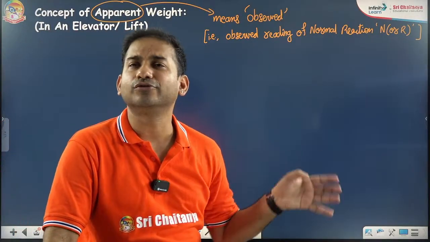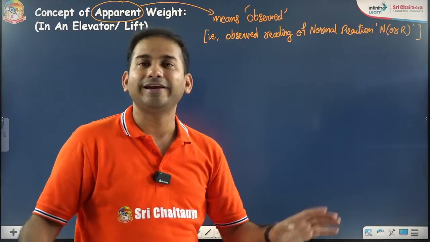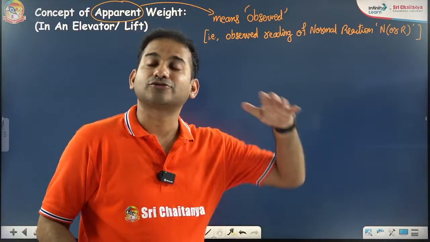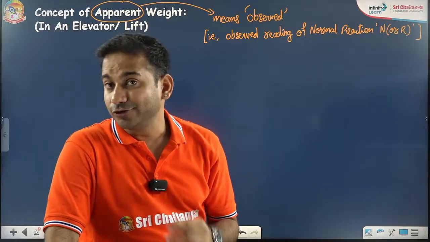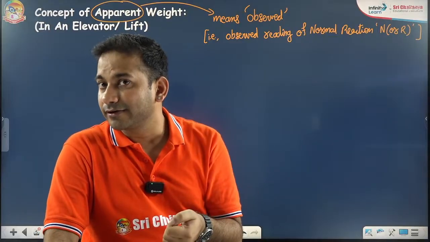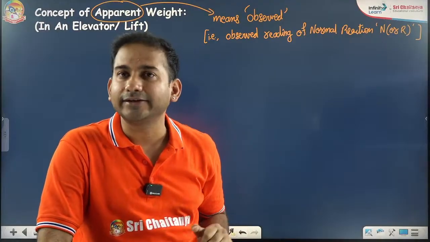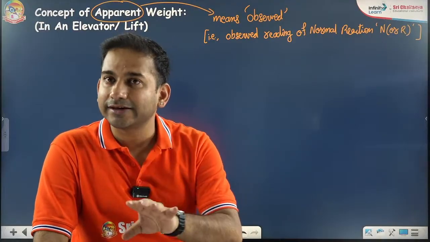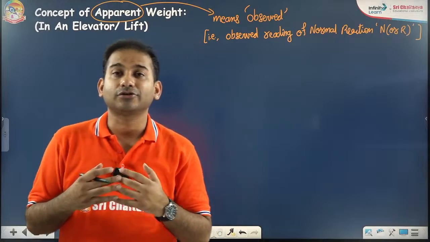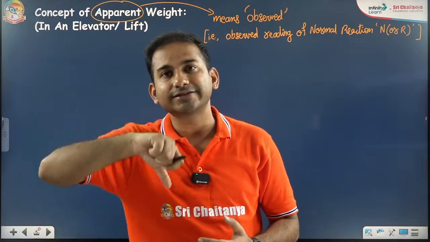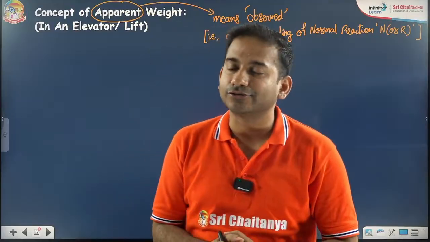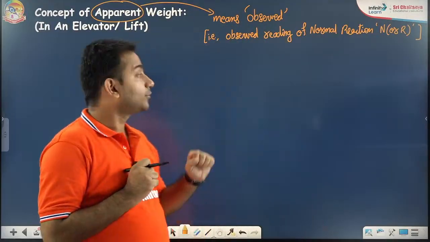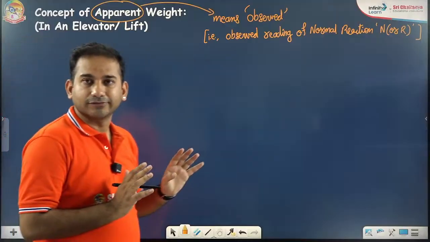For example, if you go inside the swimming pool, you feel light. If you are actually floating, your observed weight is 0. Your actual weight mg is still there, but there is a buoyant force also acting. So actual weight is still non-zero, but because of the buoyant force, which balances your actual weight, your observed or apparent weight will come out to be zero. So here also we will talk about the observed weight.